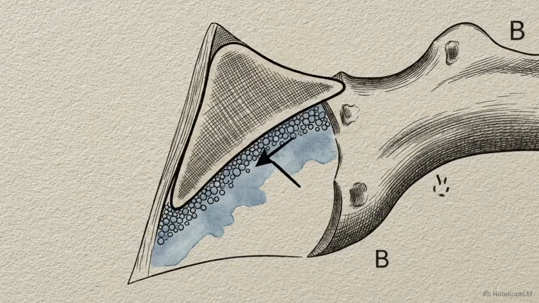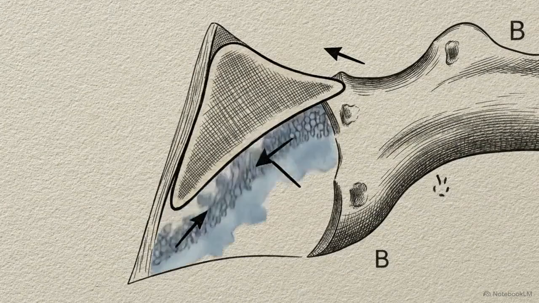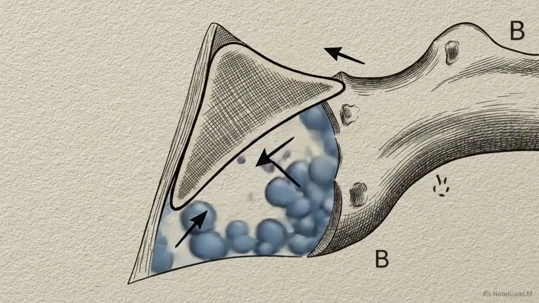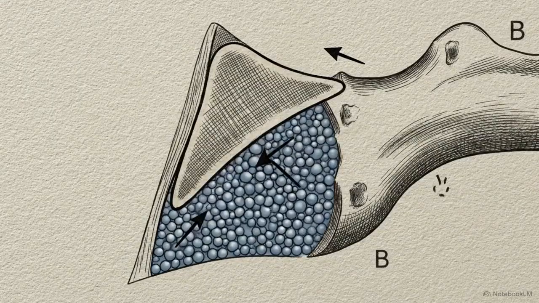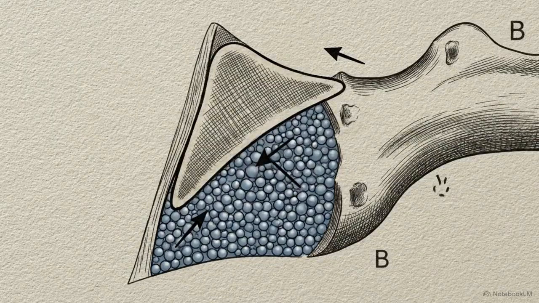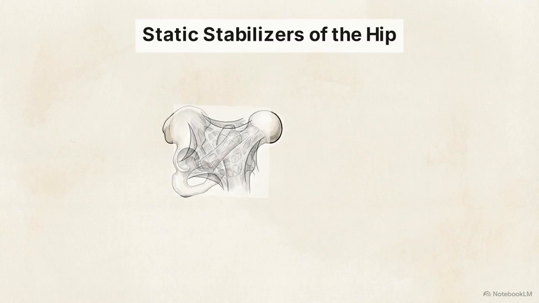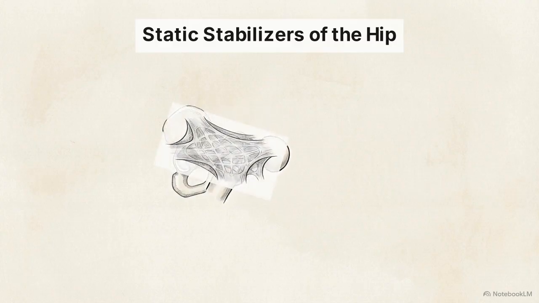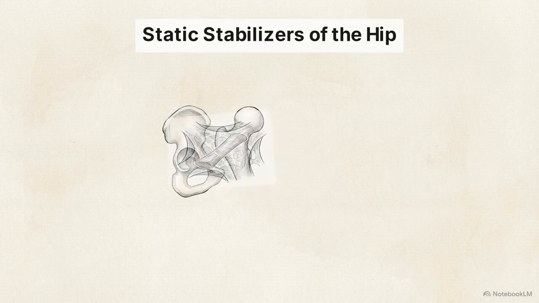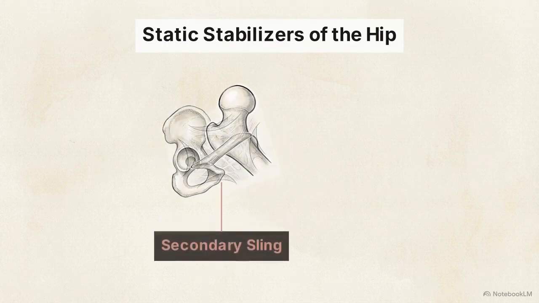The labrum and capsule specifically work in tandem to create a suction seal. This mechanism maintains the high intra-articular hydrostatic pressure required to contain fluid within the central compartment of the joint. During movement, the capsule restricts extreme ranges of motion to prevent subluxation, while the Ligamentum teres acts as a secondary sling to catch the femoral head at the very edges of those extremes.